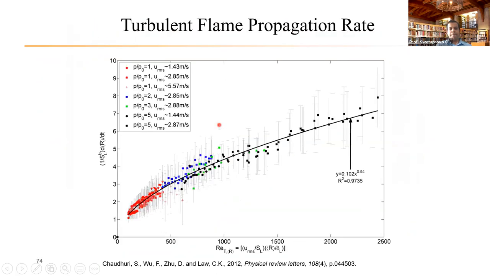Okay. So, we were discussing this, that is, the normalized flame propagation rate can be explained by this Reynolds number, where we find the scaling that this normalized flame propagation rate scales essentially as this flame Reynolds number to the power of 1/2, close to 1/2.